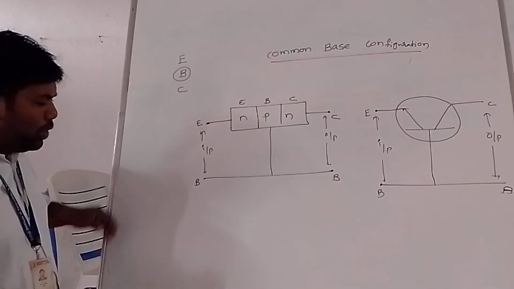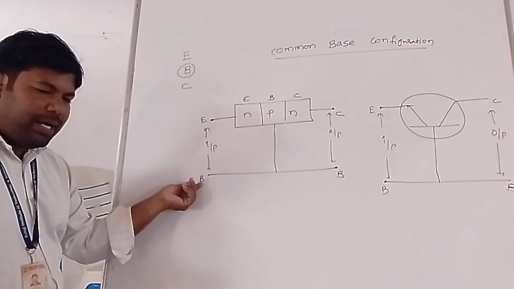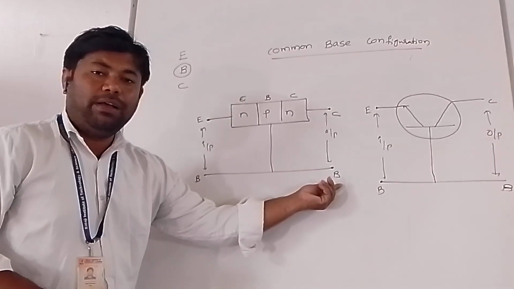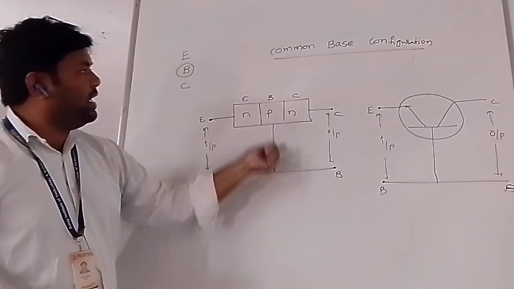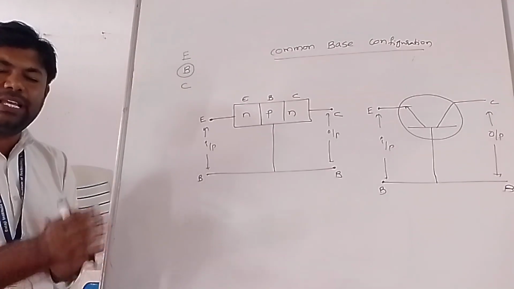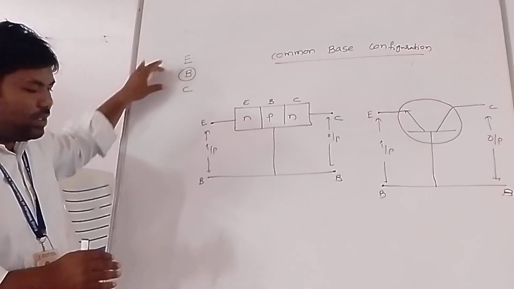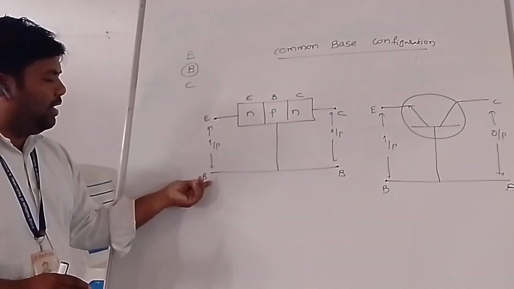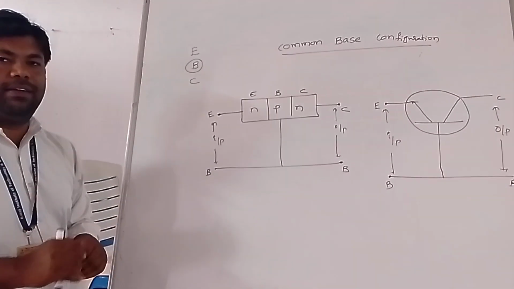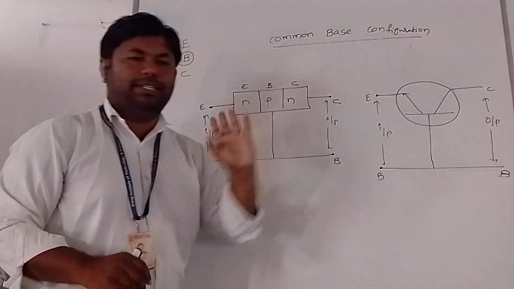That means on the input side the base terminal is common, and on the output side the base is also common. Thus we call it a common base. That means the base terminal is common to the rest of the 2 elements. This base terminal we can call earth, like ground. This is an NPN transistor, and in symbolic form we have to represent it like this.